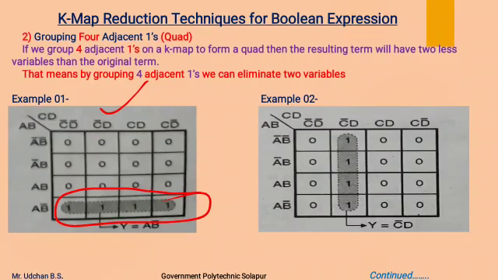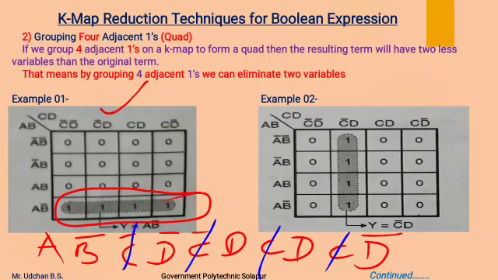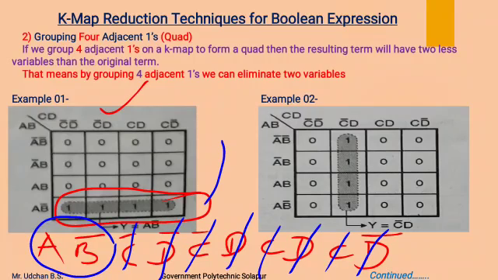Now again we are going to write the terms related to this group. The terms are A, B bar, C bar, D bar, C bar, D, C, D and C, D bar. Now if we observe, these 2 C bar get cancelled with these 2 C. This D bar gets cancelled with this D and this D gets cancelled with this D bar. So A B bar is the remaining term. So for this group the term will be A B bar. This is how we can make a group of 4 ones.